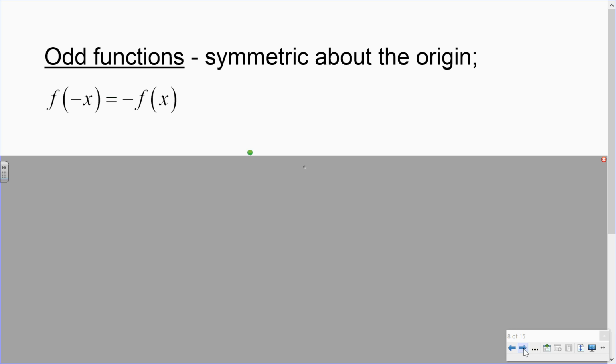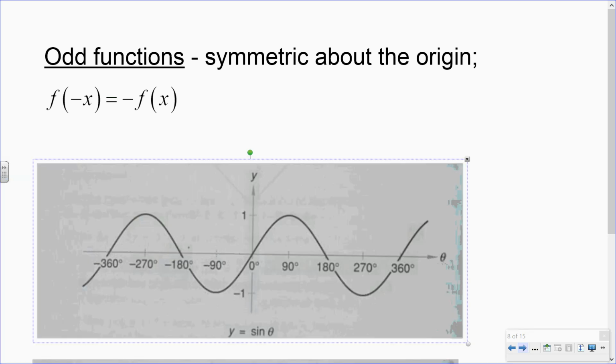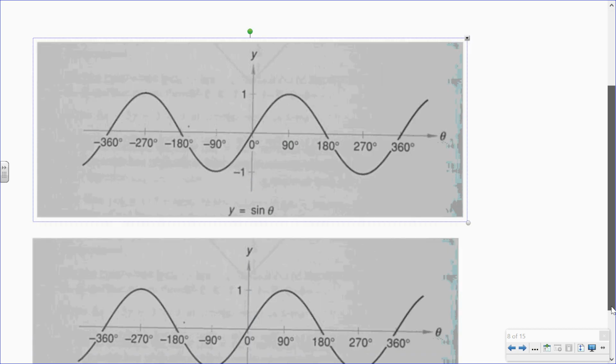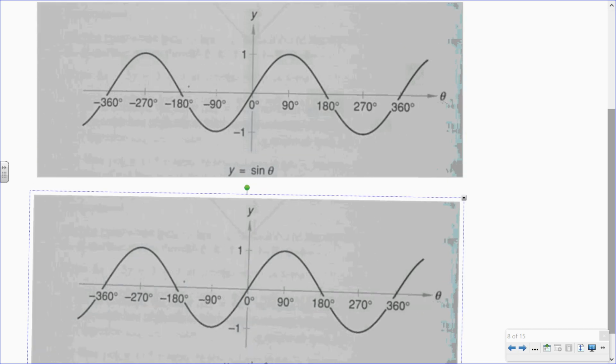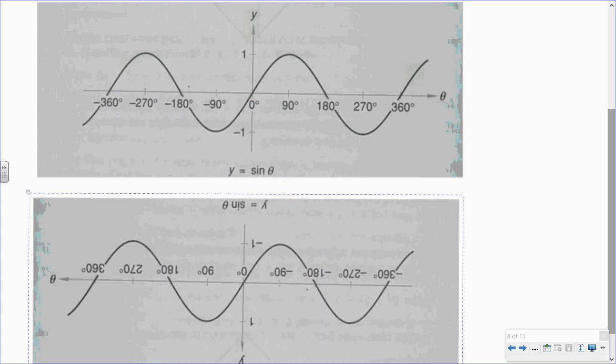Odd functions mean they are symmetric about the origin. We can spin them 180 degrees and they look exactly the same. So let's take a look at our sine function. What do you think? If I spin that 180 degrees, will the shape look exactly the same? Well, let's try it out here. If I spin that one 180 degrees, even though the numbers are messed up, the shape looks exactly the same, right?